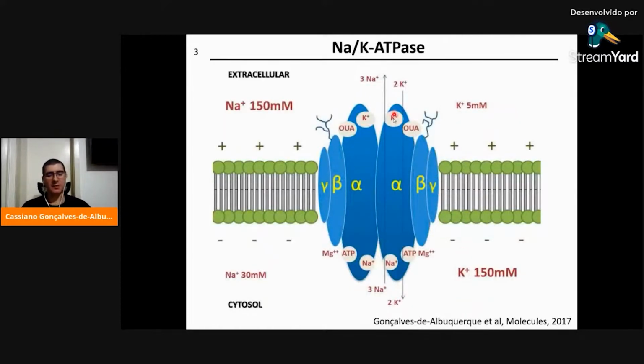This is the enzyme structure. As we can see here, sodium, potassium, ATP, and ouabain bind to the alpha subunit. The main enzyme function is to maintain the ion gradient, expending ATP in the process.